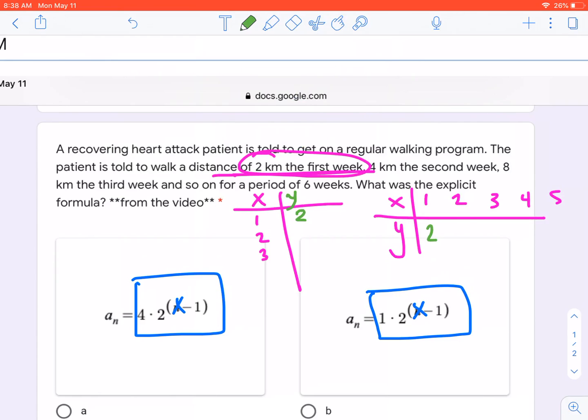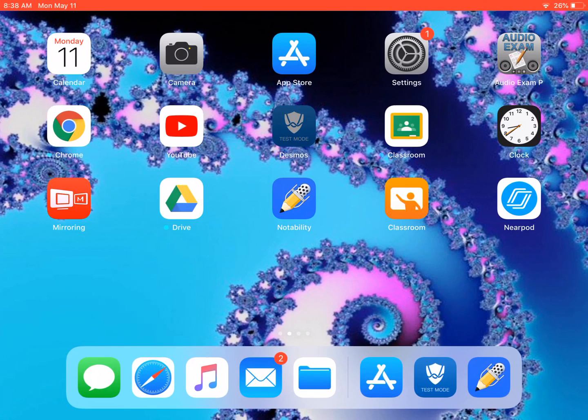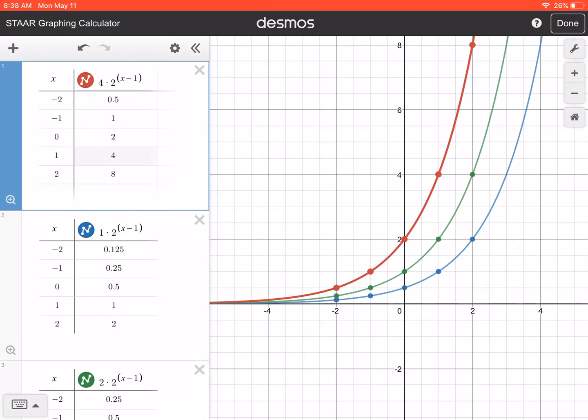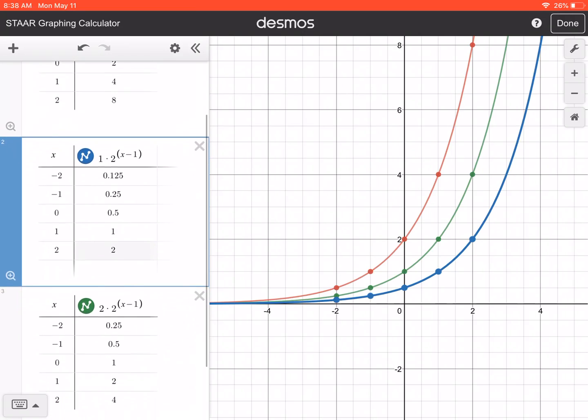In your next one, it says 4 kilometers for the second week. So then in your Y part of the table, you're looking for that. Okay. So what we can do is go back and look for those numbers on Desmos. So next to a 1 on this table, did you have a 2? No, so that means it's not answer A.